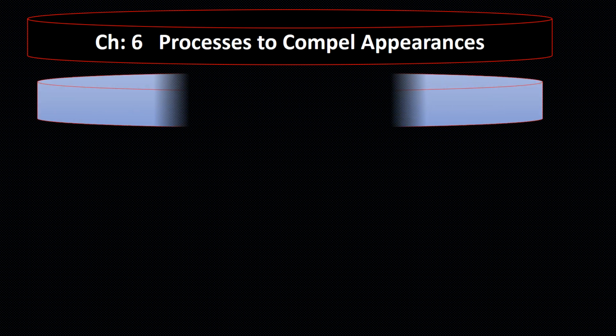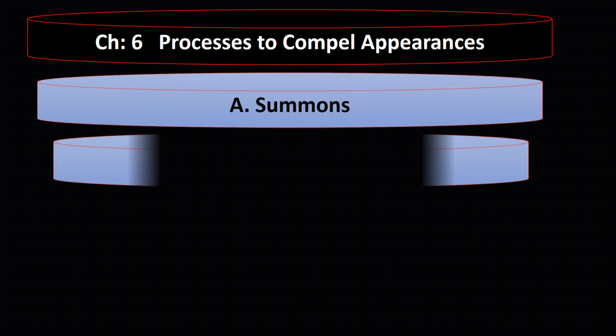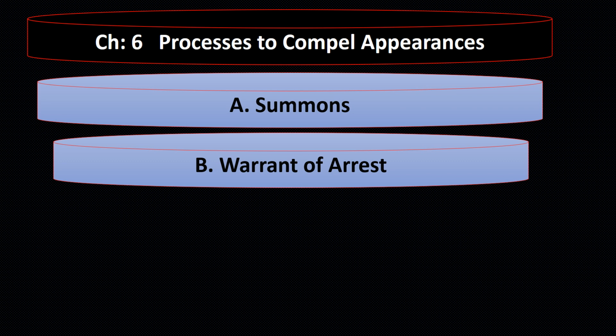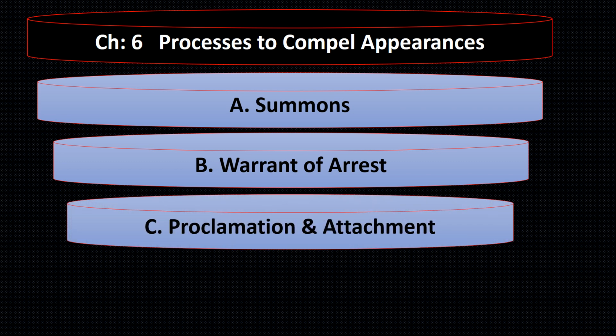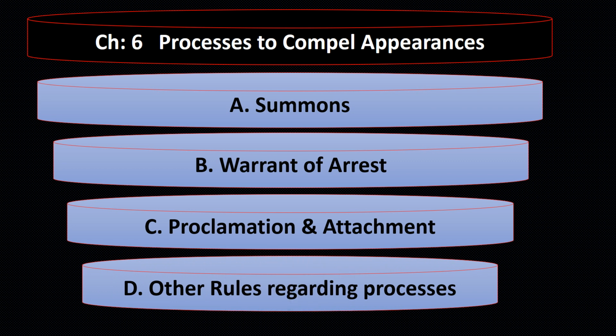Chapter 6 is divided into 4 parts to compel appearance of a party to the court. Number 1, A. Summons. Number 2, B. Warrants of arrest. Number 3, C. Proclamation and attachment. And number 4, D. Other rules regarding processes.